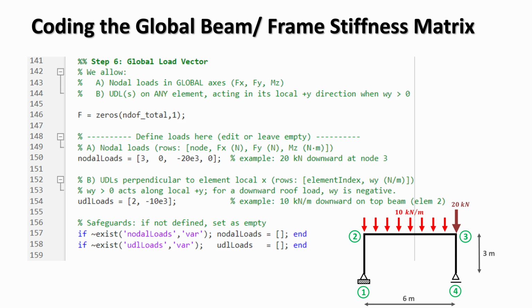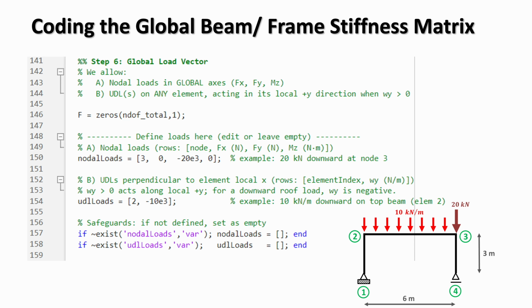Next, we define uniformly distributed loads. These act perpendicular to an element's axis, expressed in the element's local system. Each UDL row is the element index and then the load, the UDL, where Wy is the load intensity in Newton per meter along the local plus y axis. So, like in our example, a downward load on the horizontal beam is negative. So we have 2, because the load is on element 2, minus 10E3, which means that we're applying a negative 10,000 Newton per meter UDL to element 2, which is the beam member.